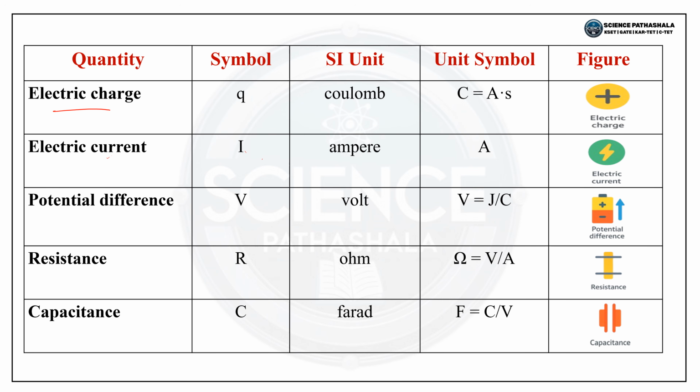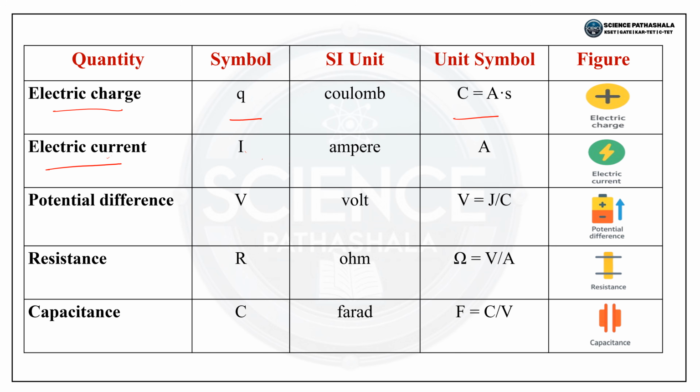The next is electric charge. Electric charge is the basic property of matter responsible for all electric forces and interactions. It is represented by the symbol Q, small q. The SI unit of electric charge is coulomb. The unit symbol is: 1 coulomb equals 1 ampere second. That is, electric charge is measured in coulombs. 1 coulomb means 1 ampere of current flowing for 1 second.